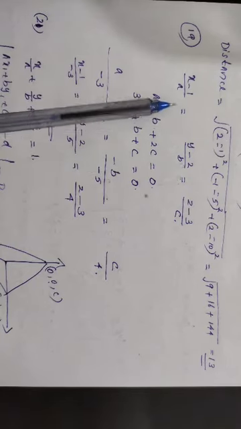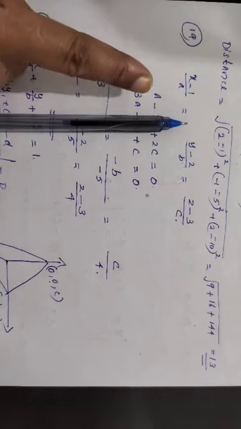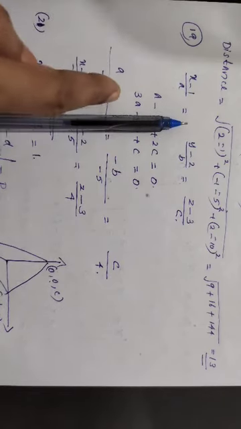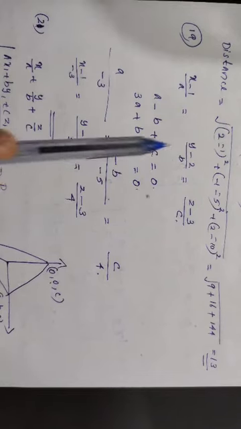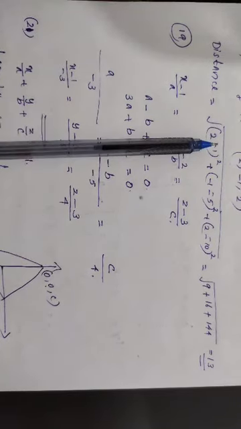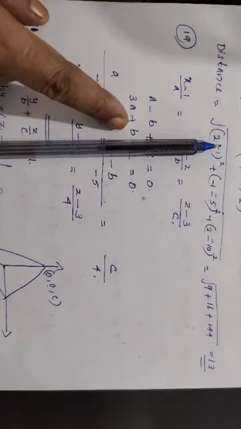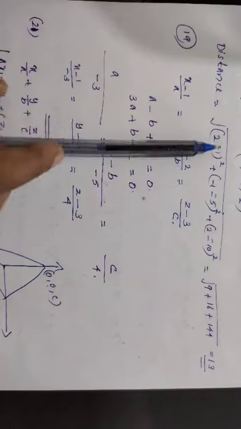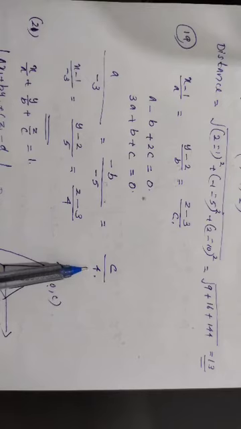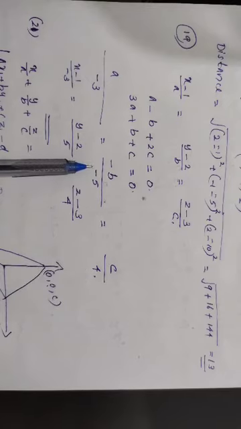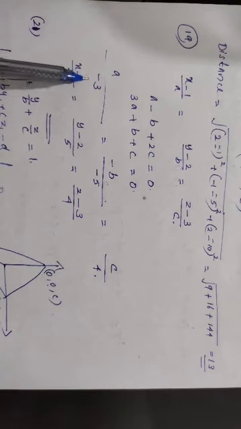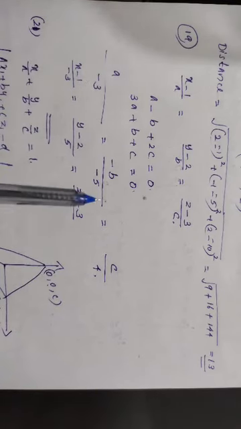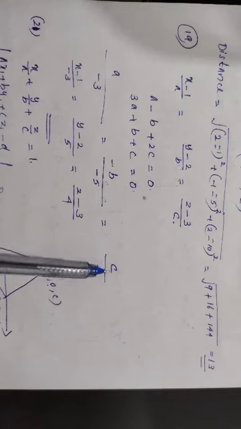Minus b, cancelling b, then cross multiply: 1 into 1, minus 2 into 3, that is 1 minus 6, minus 5. Then c, cancelling c, the coefficient is 1 into 1 minus 1 into 3, that is 1 plus 3, 4. Minus minus cancel. Then we can take the proportional values: a equal to negative 3, b equal to 5 and c equal to 4.